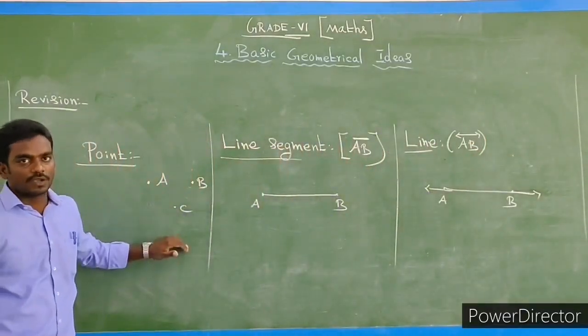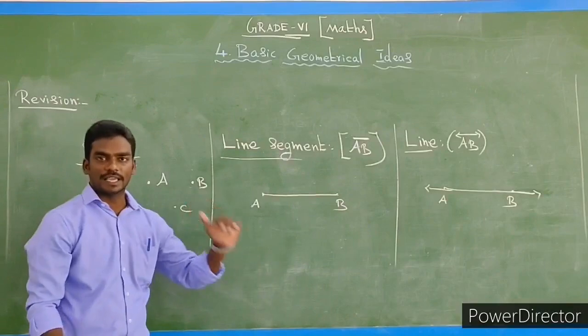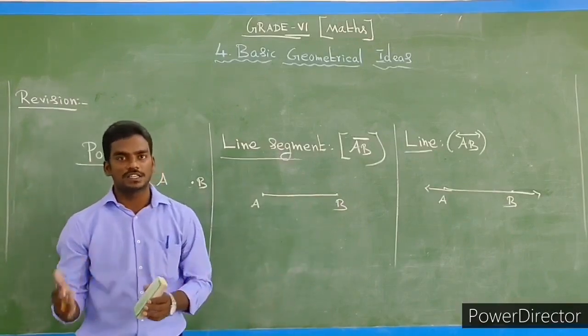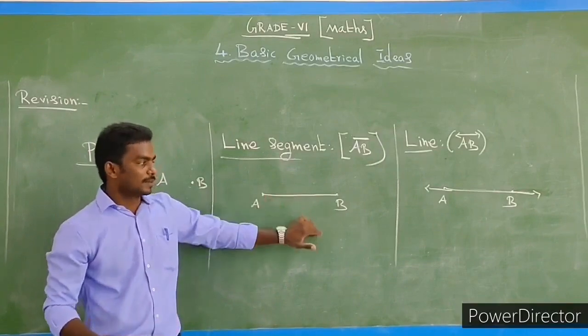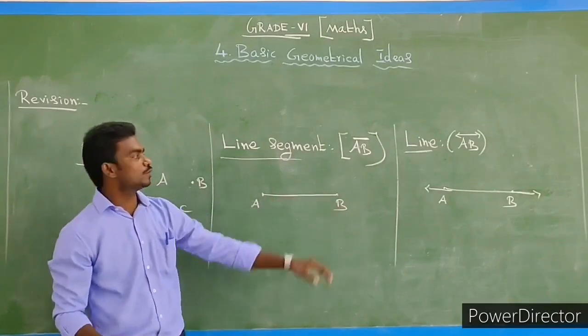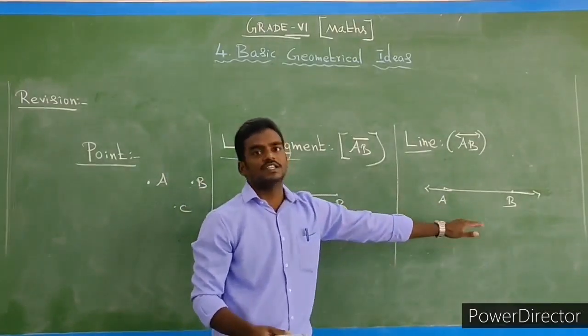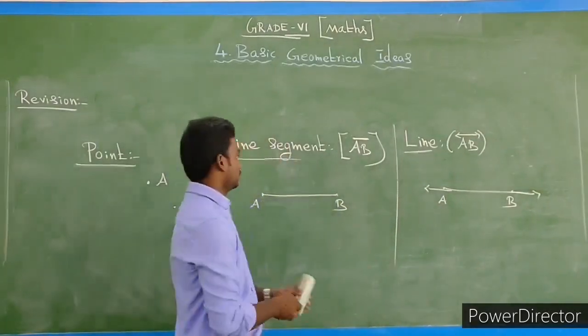A point determines the location. It is usually denoted by a capital letter. Next, the line segment is the shortest distance between two points. And a line is a line segment that extends in both directions infinitely.